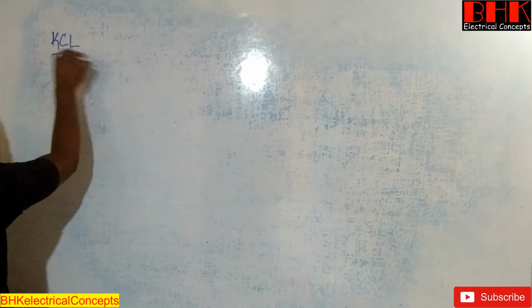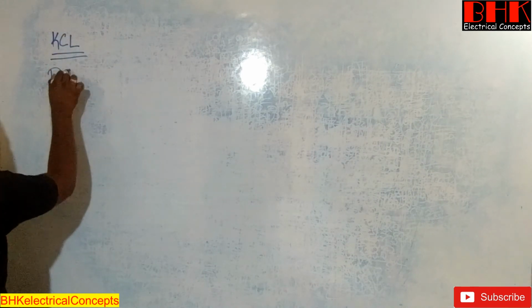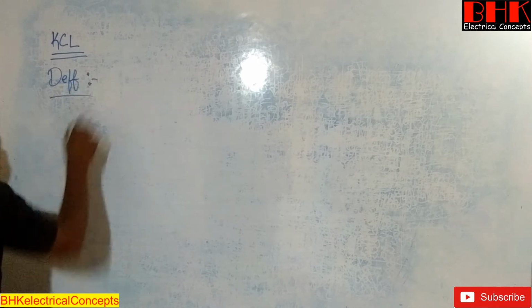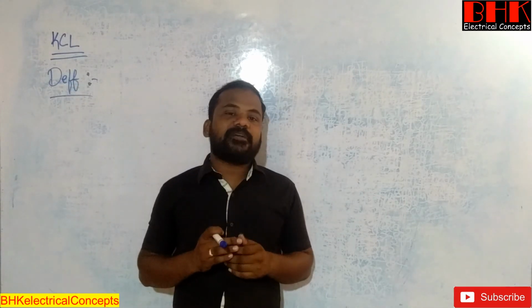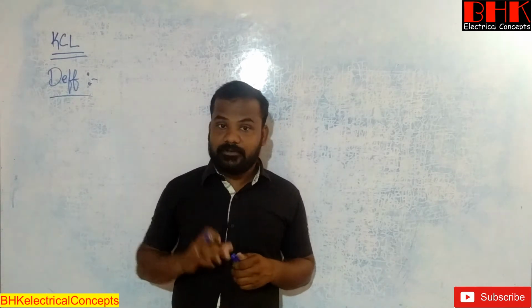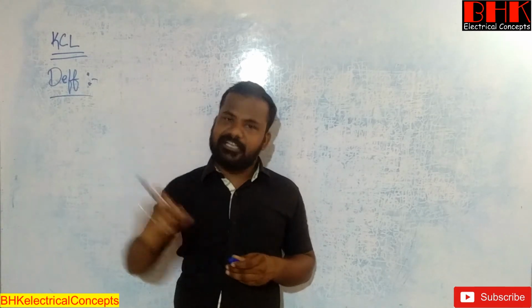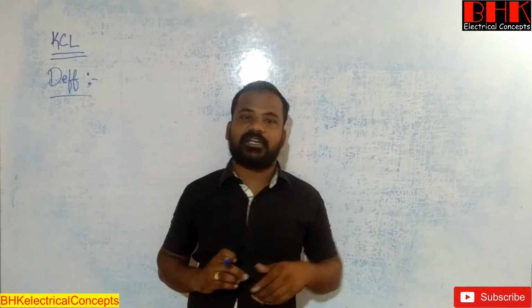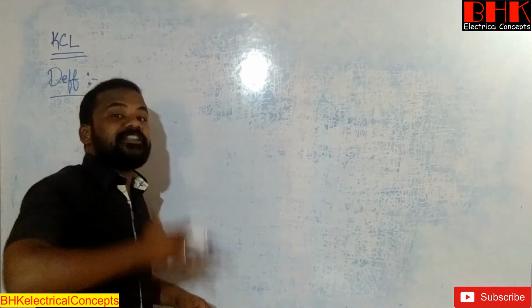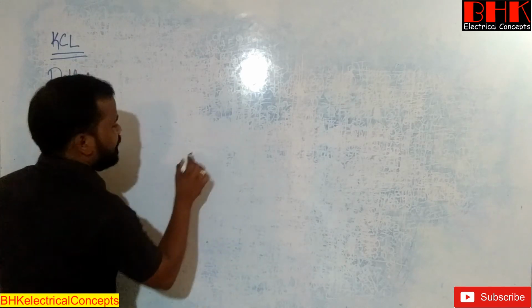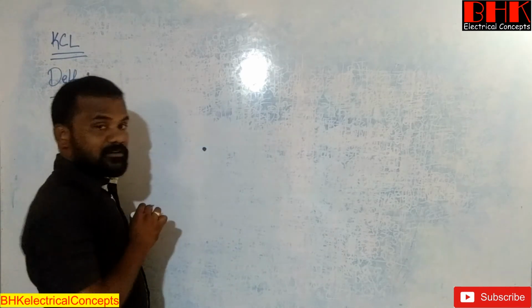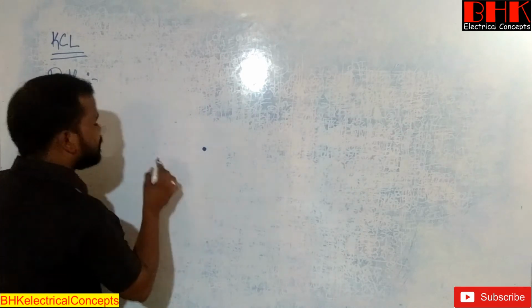Kirchhoff's current law, KCL. What is the definition of Kirchhoff's current law? The sum of incoming currents must be equal to the sum of outgoing currents at any junction point is called Kirchhoff's current law. It means, for example, this is one junction point, or we can also call it a node.